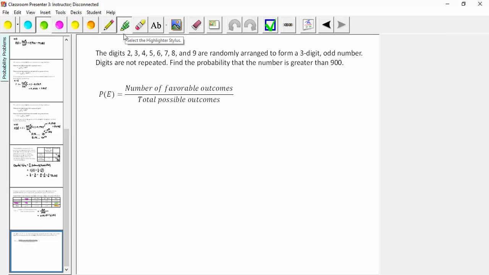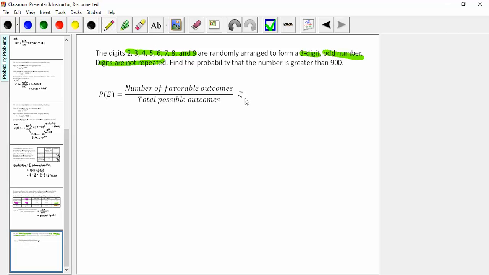All right, let's mark this up. There's our digits, randomly arranged to form a 3-digit odd number. Ooh, digits are not repeated. That's important to know. Find the probability that the number is greater than 900. Well, again, we're going to use some form or fashion of my probability expression where in the numerator we'll have the number of favorable outcomes. That's the number of numbers that are greater than 900, 3 digits long and odd, without any repeated digits, over the total number of outcomes.